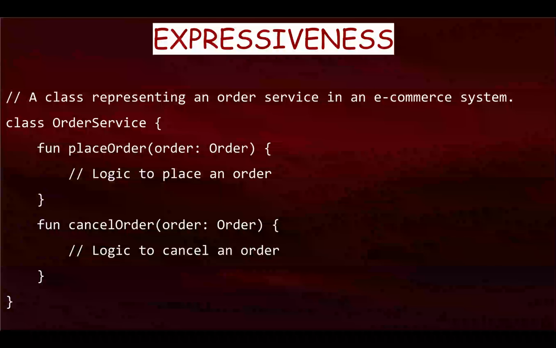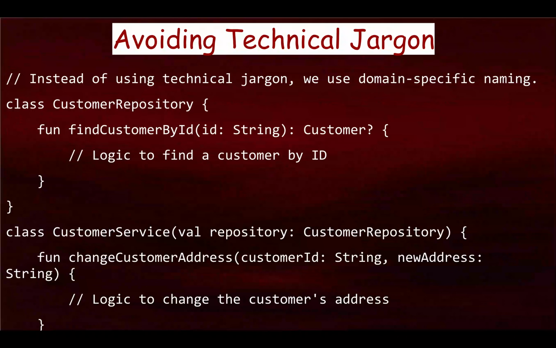Your naming must be expressive. It must give an expression or a definition to what you want to do. Look at the example. We have a class order service, representing an order in an e-commerce system. So you can place an order, you can cancel an order. So it's expressive enough for you to know what it represents.